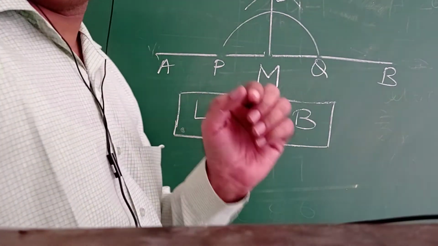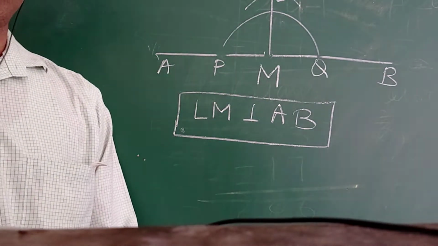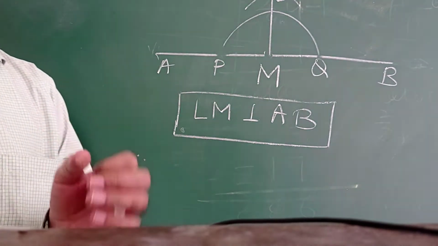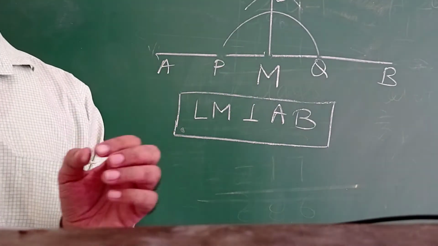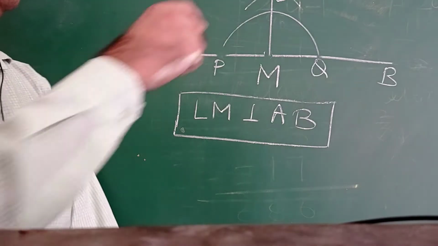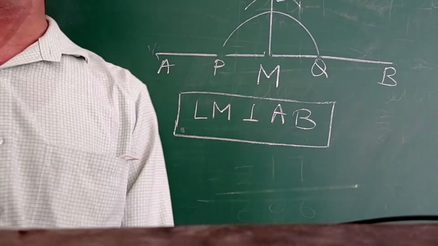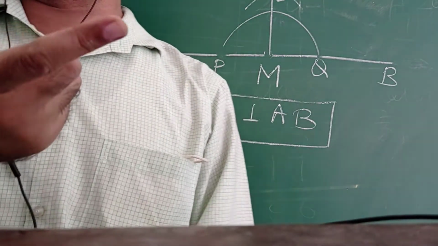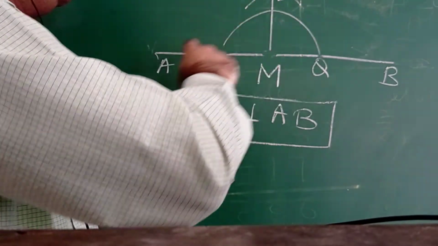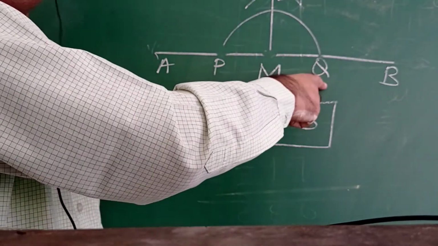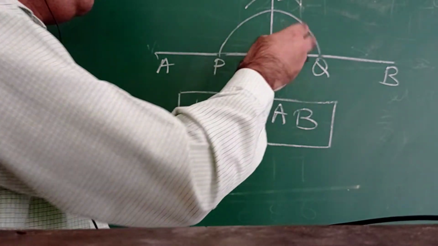Now listen again. First you have to take a line segment AB. Then you have to take a point M on it. Take M as the center. You have to open a convenient radius. It may be 1.5 or 2 or more than it. Then you will mark an arc which will cut AB at P and Q.